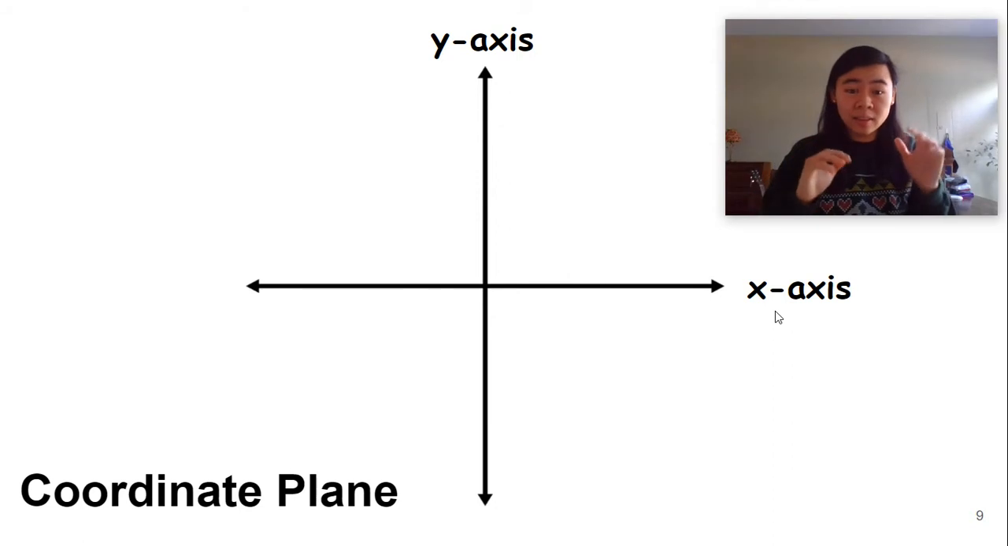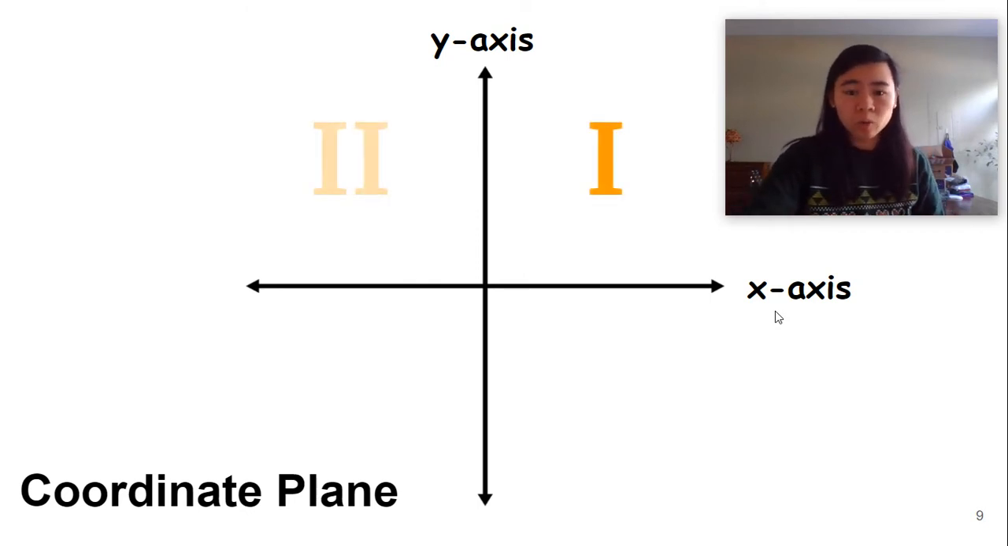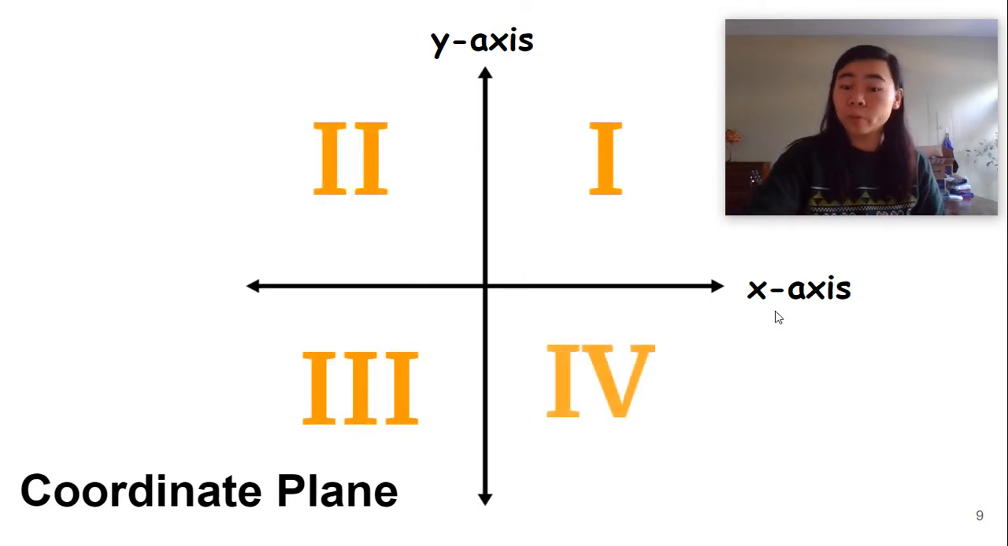Now you can see that there are 4 chunks of this coordinate plane, okay? We call these quadrants, and we label them quadrant 1, quadrant 2, quadrant 3, and quadrant 4, and we use Roman numerals, 1, 2, 3, and 4.